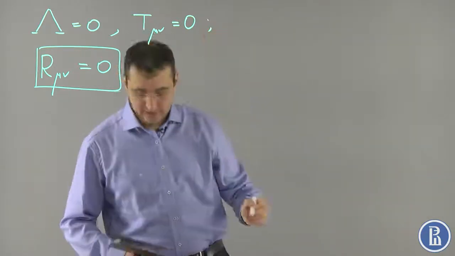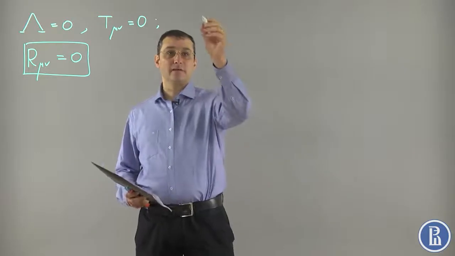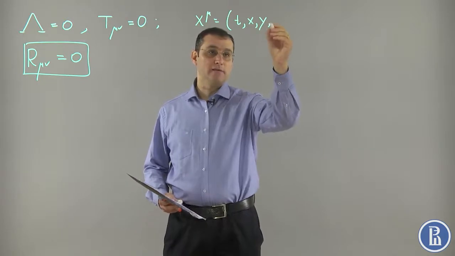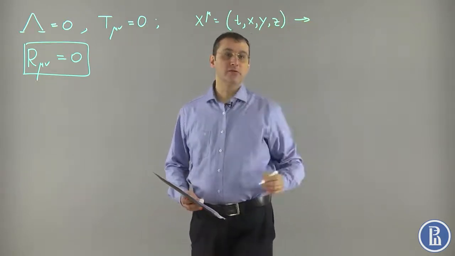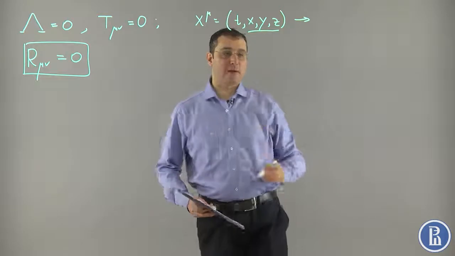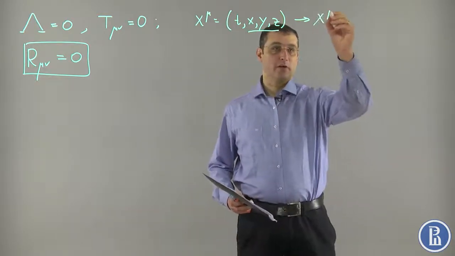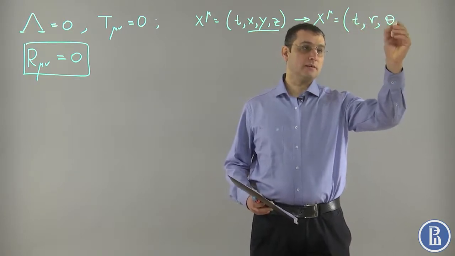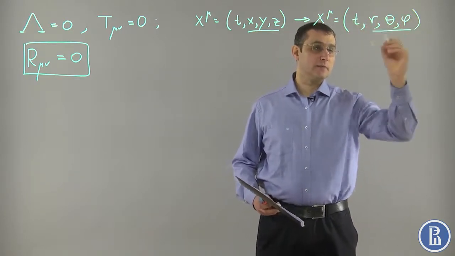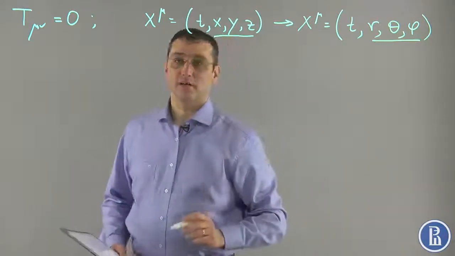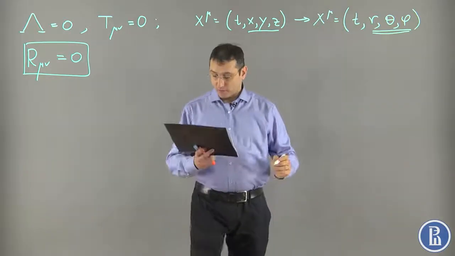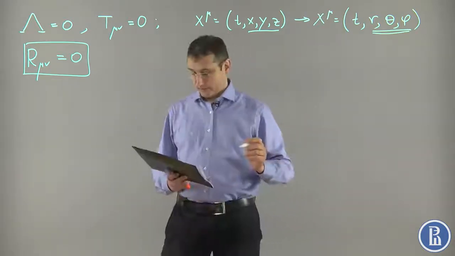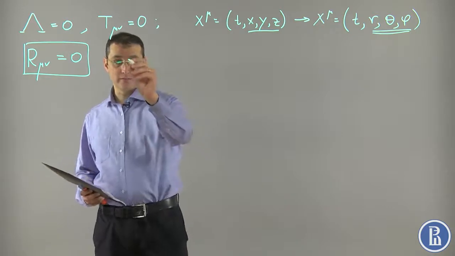And to consider a spherically symmetric solution, it is better, instead of using Cartesian coordinates, which are t, x, y, z, to use spherical coordinates in the spatial part. So we're going to use the coordinates t, r, theta, and phi. These are the standard spherical coordinates in three-dimensional space. The most general metric which respects spherical symmetry has the following form.